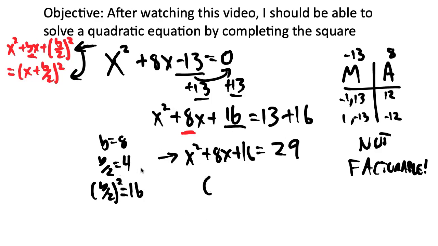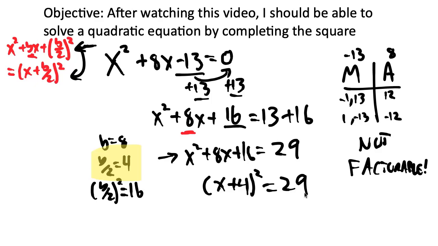b over 2 is 4, okay? b over 2 is 4. That's what goes in the parentheses. So I've got (x plus 4) squared equals 29. Okay? Now, I know some of you are probably like, why is that any better? It still looks like an equation. I don't know what the answer is yet. Hold on. I've got a great key for you.